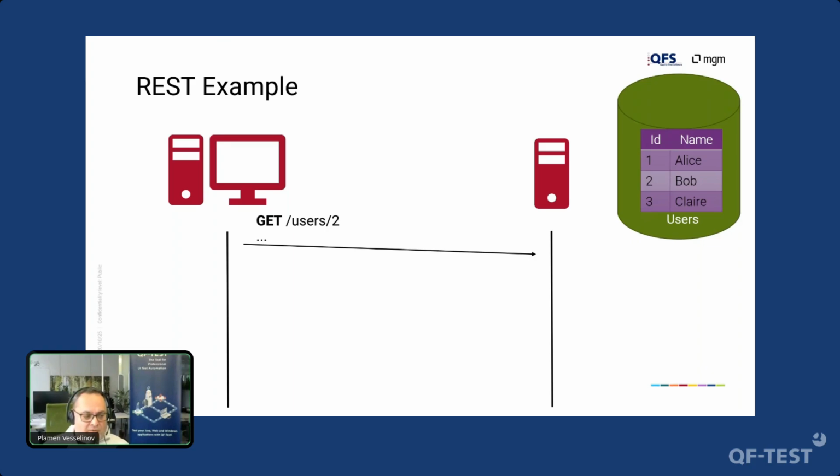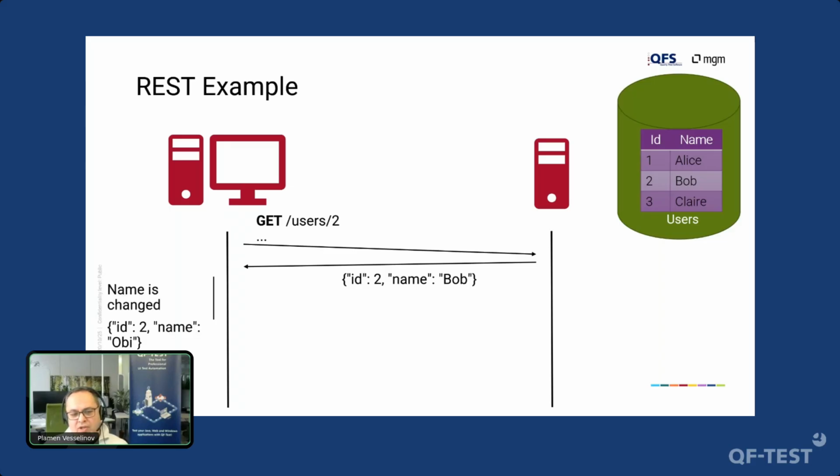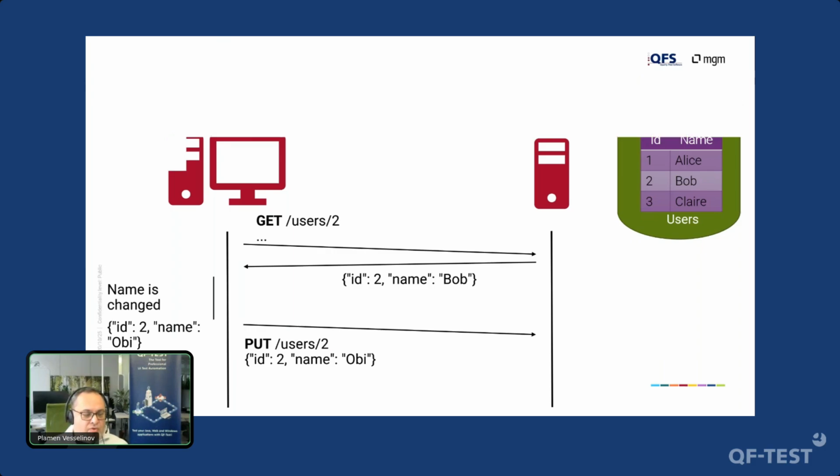And very often the HTTP request receives a response from the backend. In this case, we get an ID and a name, and we want to change the name. And we put a new name to this user. And that's it. This is how basically REST endpoint communication works. It's pretty much the same if we think about HTTP with other web services. And this is what I will show you now in the demo.